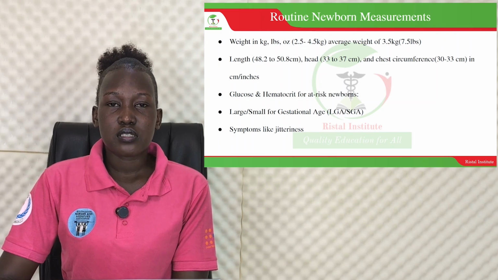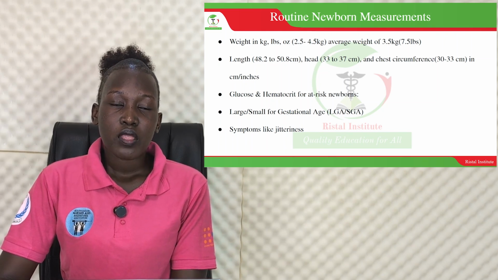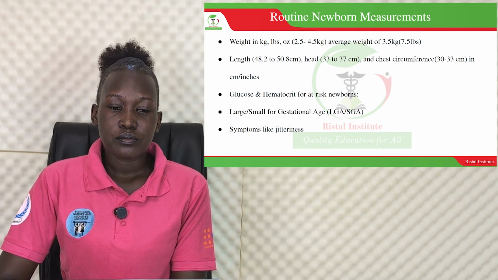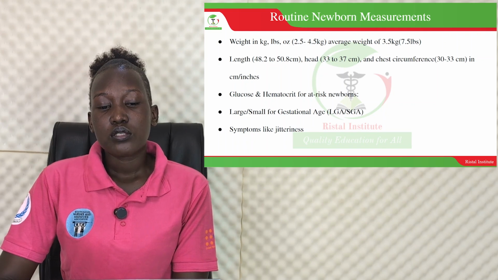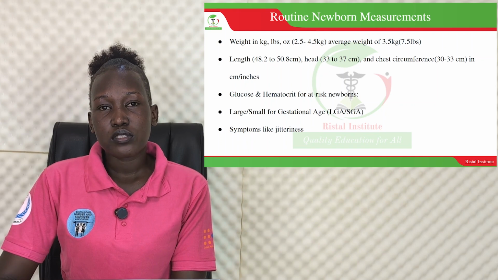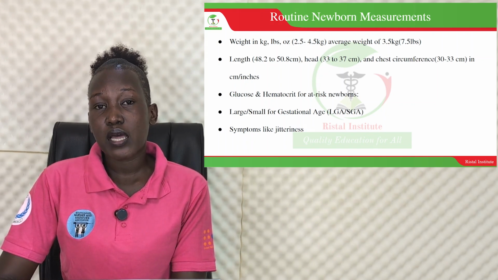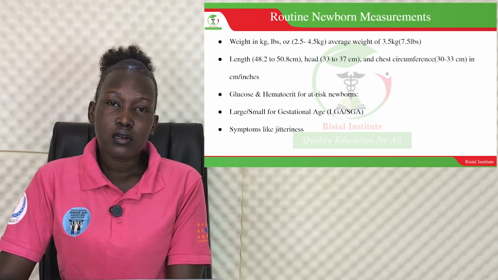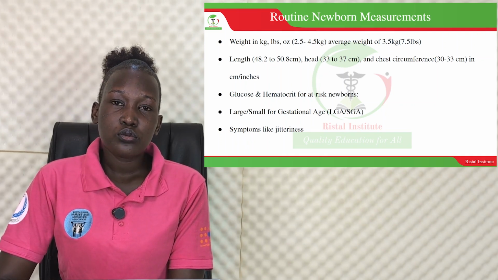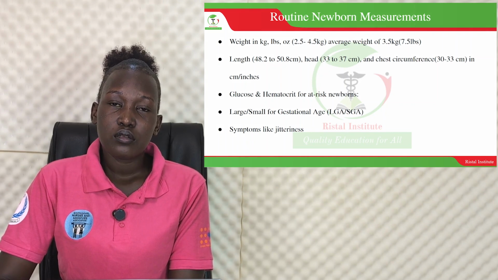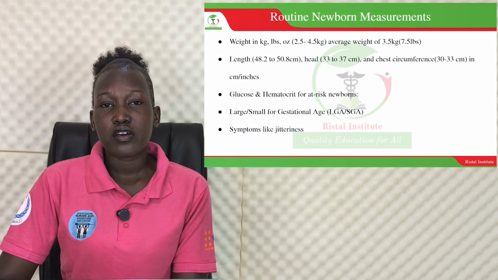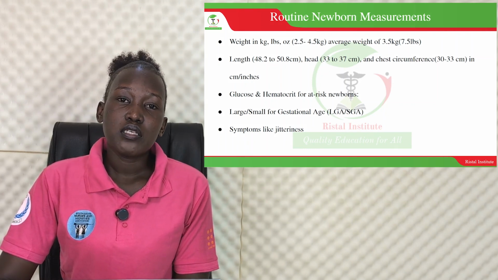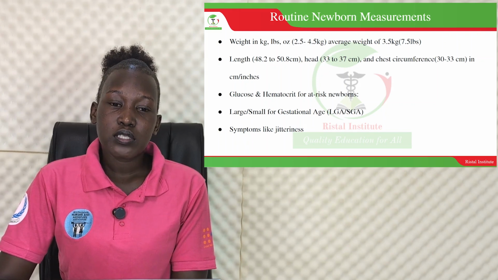So we have some routine assessments that you're supposed to do within 24 hours. One, we have weight, in kilograms, in pounds, in ounces. The normal weight of a newborn at birth is 2.5 to 4.5 kilograms, an average of 3.5 kilograms. Any child less than 2.5 kilograms has an abnormally low weight. Any child more than 4.5 kilos is abnormally big, what we call a macrosomic baby.